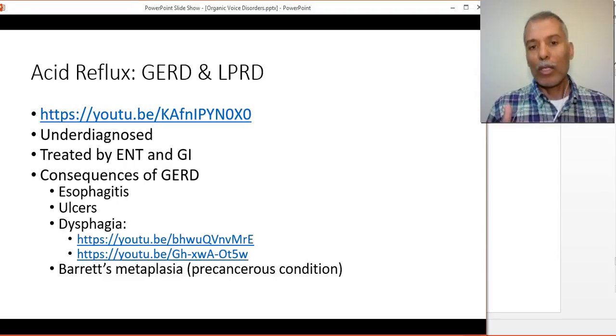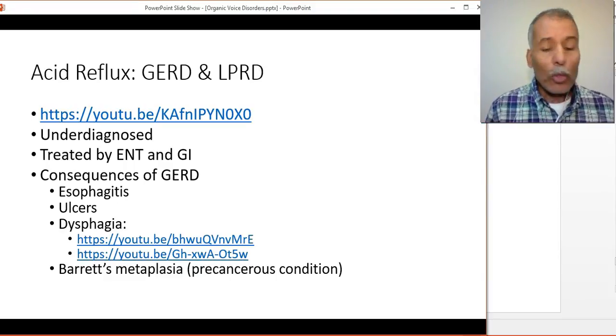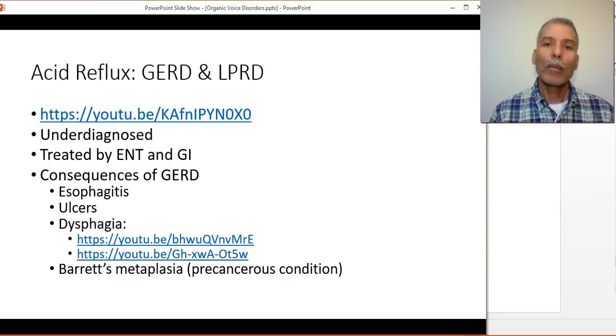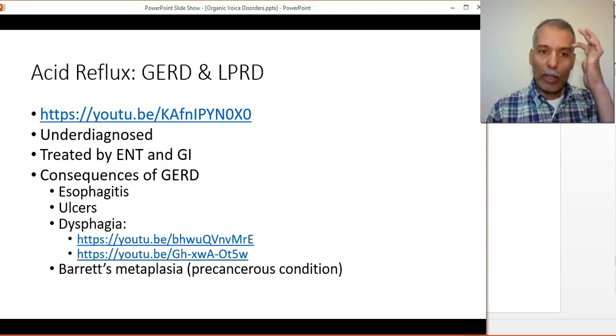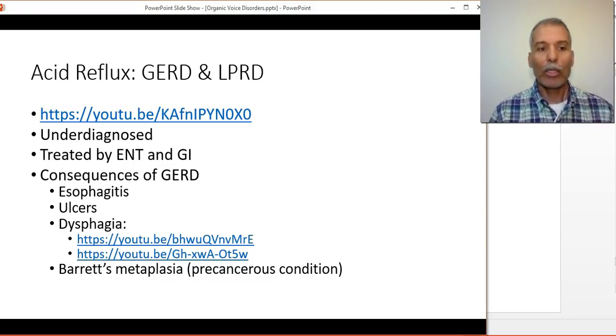And when the stomach is digesting and you are doing certain activities like bending down or something like that, that could make the symptoms occur. So in other words, many cases are not diagnosed. Many people have it and they do not know. Commonly, both of these conditions are treated by the ear, nose, and throat doctor and the gastroenterologist.